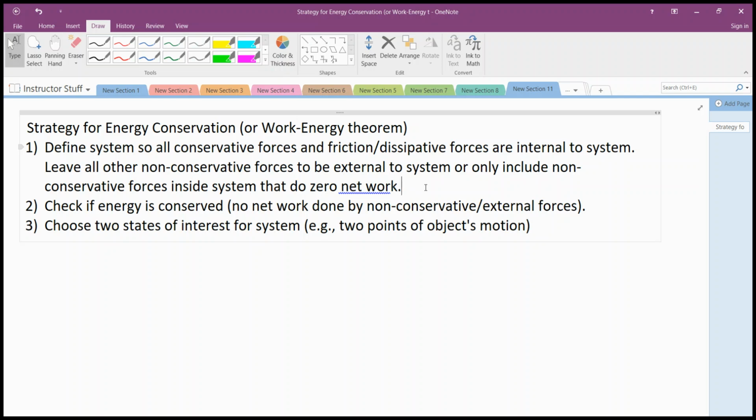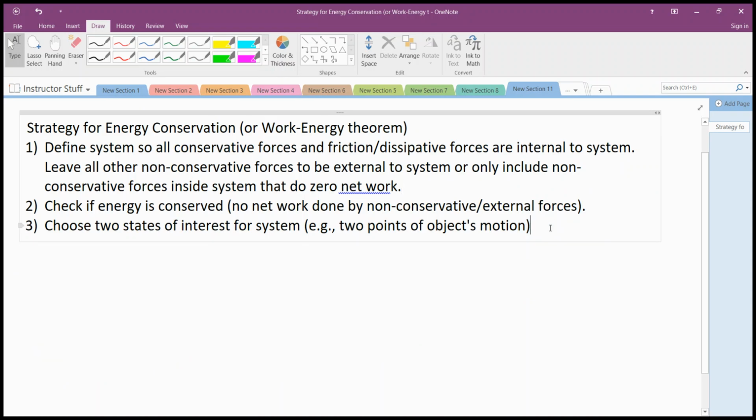You can choose any two states that you wish for the system, so long as energy continues to be conserved if it is, or you are able to calculate the work done if you're using the work-energy theorem to solve the problem. But you can choose any two states that you wish, so choose them conveniently and in accordance with the information that you have been given in the problem and the information you are trying to find.